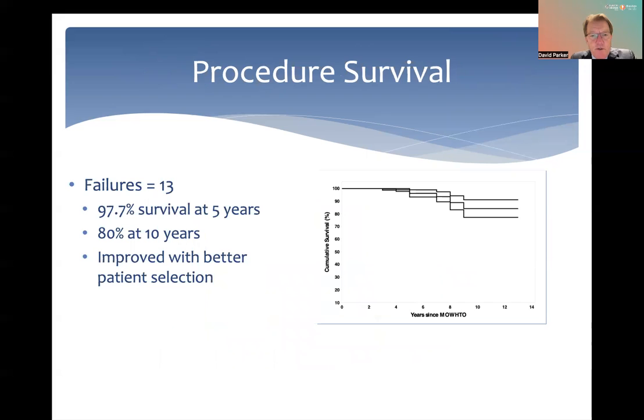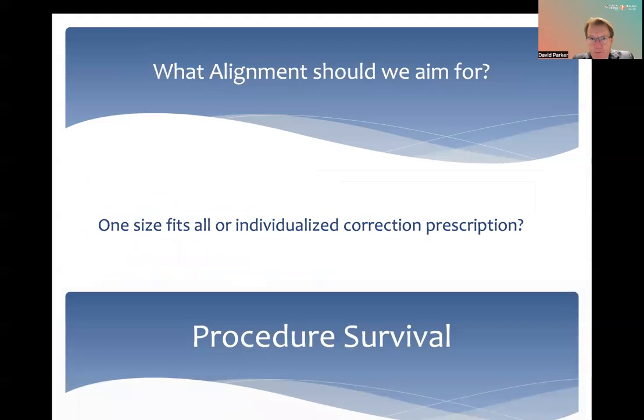If we look at procedure survival in our series, we had almost 100% at 5 years, but it reduced to 80% at 10 years. When we analyze this and we look at our patient selection, we think we could probably improve this to better than 90% with better patient selection.